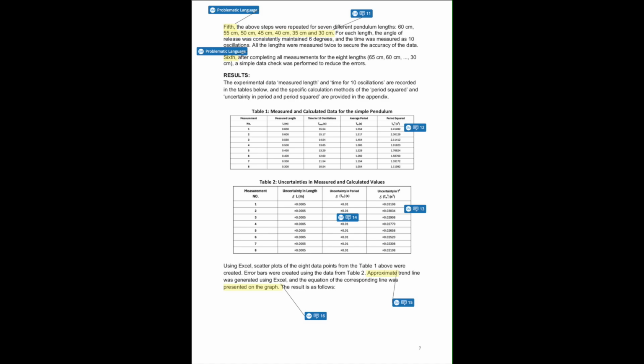Page 4. Results, data tables. The table layout is good, but significant issues remain with precision and presentation. The t-squared values contain too many significant figures, implying false precision.